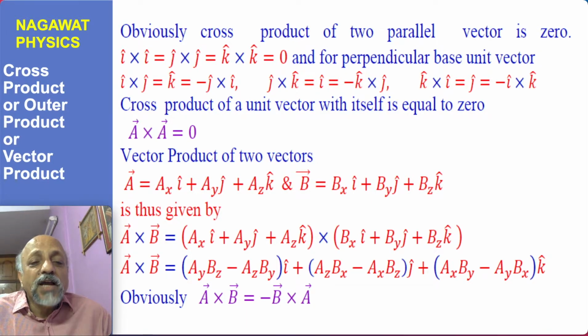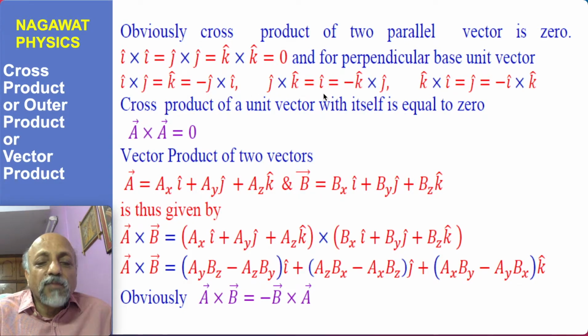So i cross i, j cross j, or k cross k becomes 0, but then the 6 remaining combinations we have to understand, given the manner in which we have chosen the z axis. If you take the unit vector along the x axis, i, cross the unit vector along the y axis, j, that will be a unit vector along the z axis. i cross j is k. But if you change the order, j cross i will be minus k. So i cross j equals k, which equals minus j cross i.